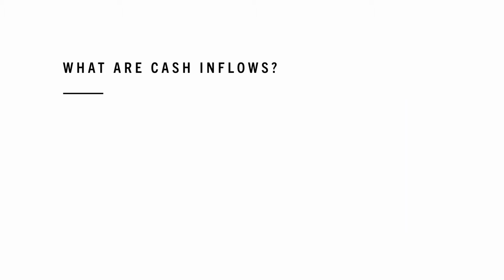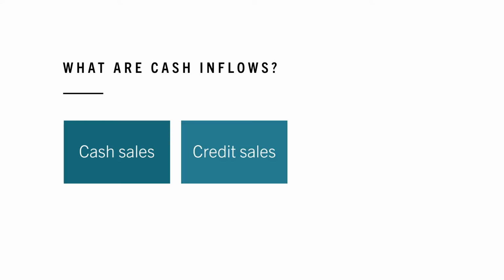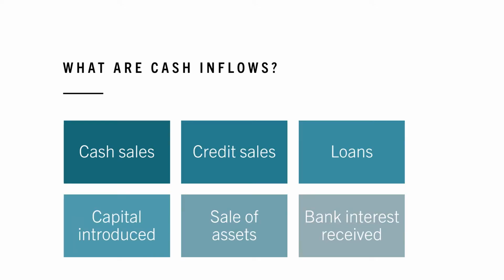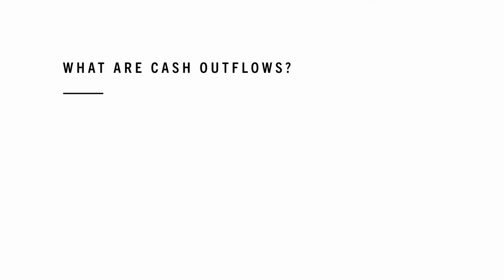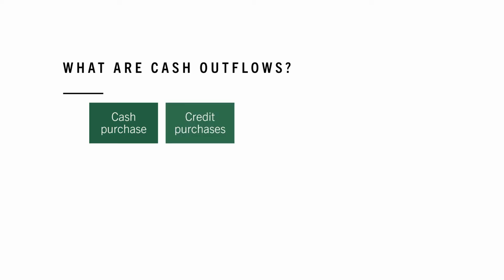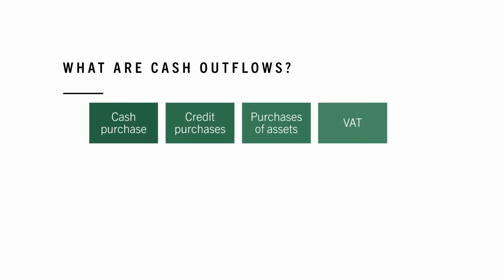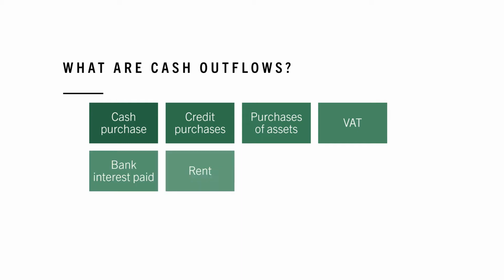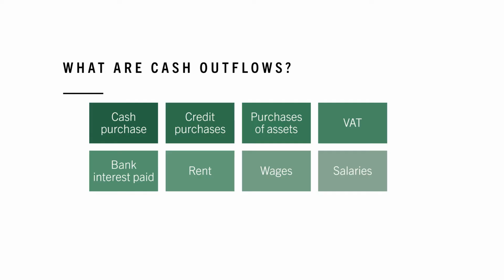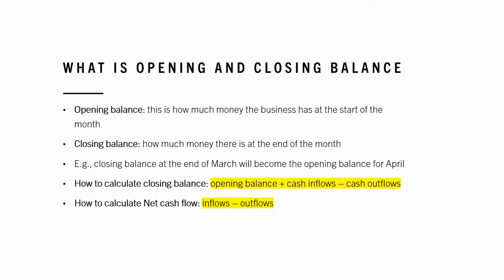What are cash inflows? So cash inflows is money that's coming into the business. The types of cash inflows are cash sales, credit sales, loans, capital introduced, sale of assets, and bank interest received. What are cash outflows? Cash outflow is money going out of the business. Some examples of this are cash purchase, credit purchase, purchase of assets, VAT, bank interest paid, rent, wages, salaries, and utilities.